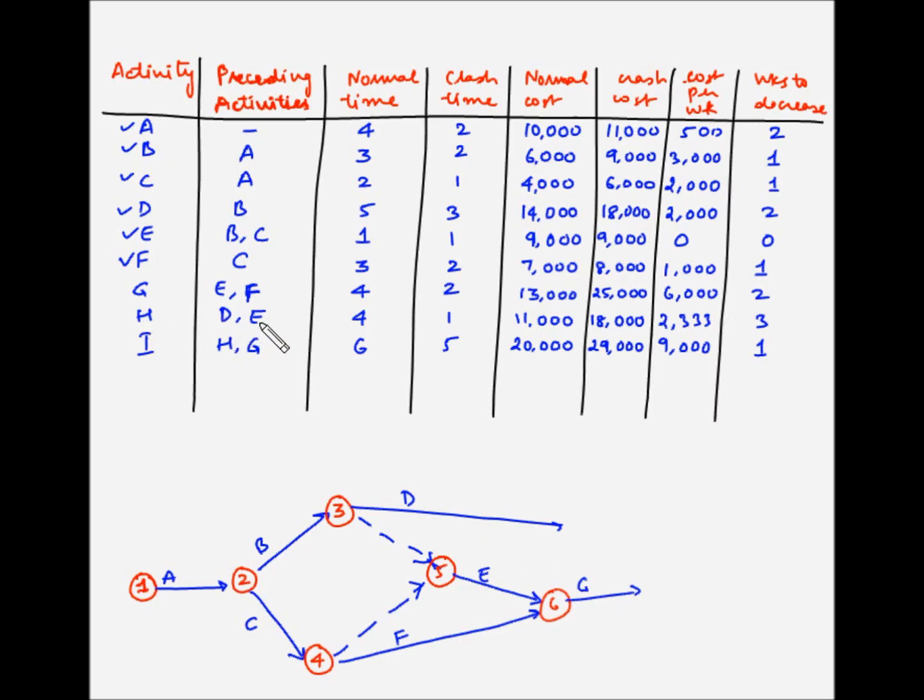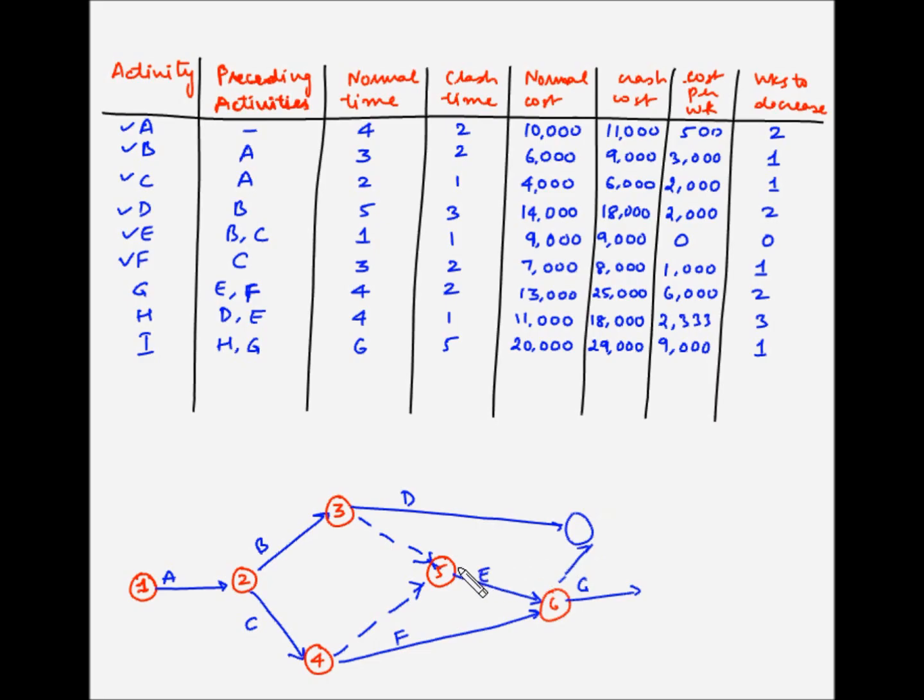Now H is dependent on D and E, so D is this and E is this. Now if I draw an activity from here and we have a node here, and then from this node we start H, what that would mean is H is dependent on D, and because of this dummy it is dependent on this node, which is both E and F, but we only want D and E. So what that means is that somehow we'll have to draw E in such a way that E and F are the predecessors for G and E and D are the predecessors for H.